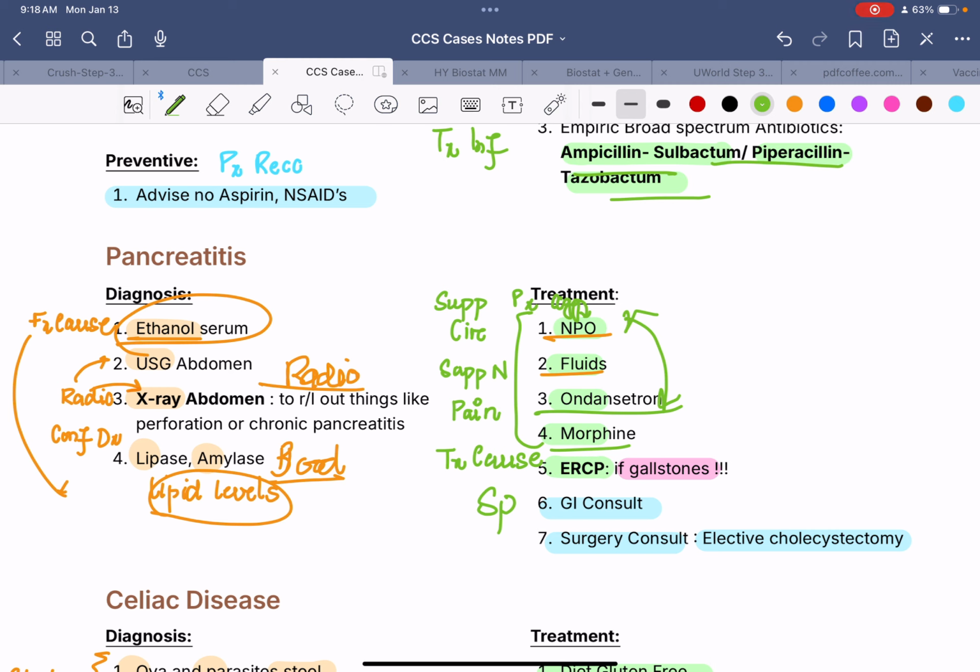Now for treating the cause. If the patient specifically has cholelithiasis and the gallstones are obstructing the duct and the pancreatic outflow and causing this reflux pancreatitis, then you're going to get an emergency ERCP done. Or if the patient has gallstones, then elective cholecystectomy and surgery consult, and of course GI consult.